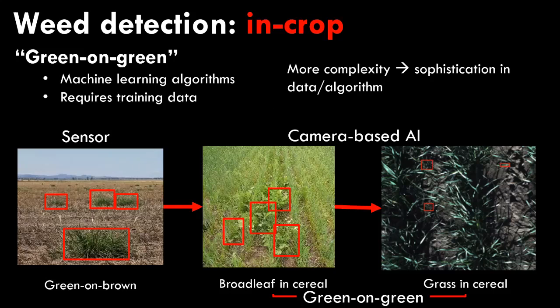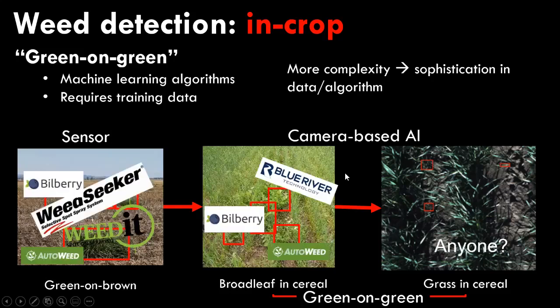So for the sensor-based approach with green on brown weeds, we could get away with the sensors. But as we move to image or camera-based detection, then we can start using the more advanced machine learning algorithms. But the drawback of these approaches is that they require substantial amounts of training data. And I'll get to that. And obviously that's the reason behind weed AI, and I'll get to that shortly.